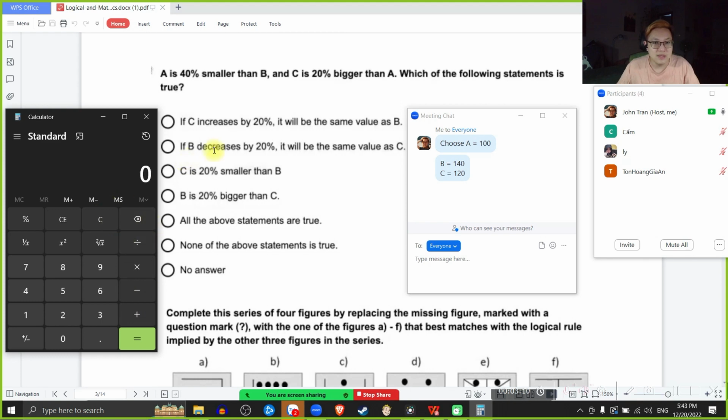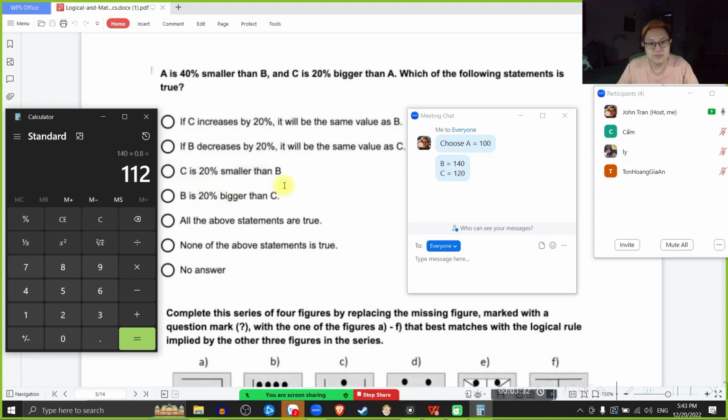And the same thing, if B decreases by 20%, tức là nó sẽ còn 80% của giá trị cũ, so it will be 80% of the original value. So 112, but not the same value as C, right? Nó không phải cùng giá trị như C là 120. So this one is wrong as well.